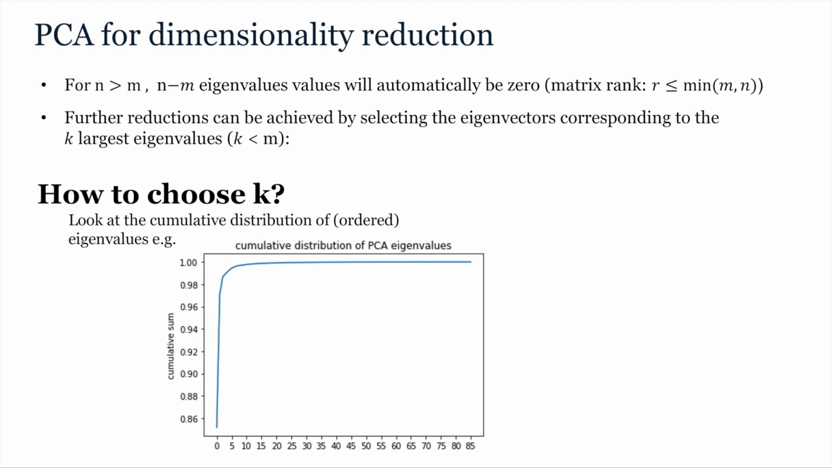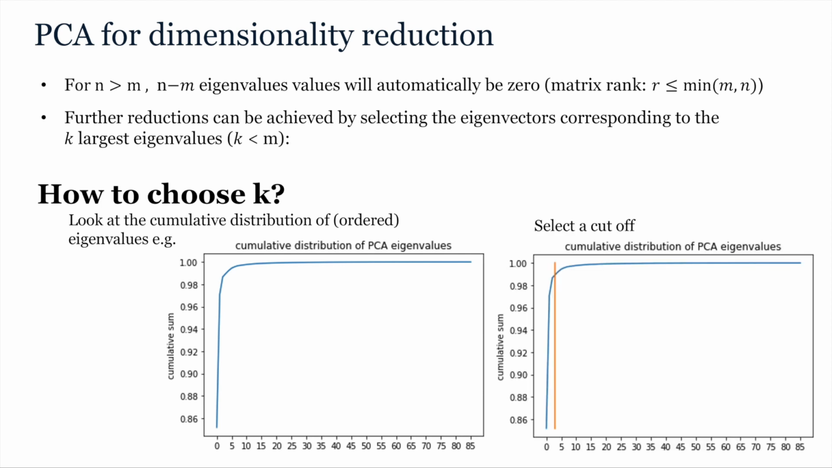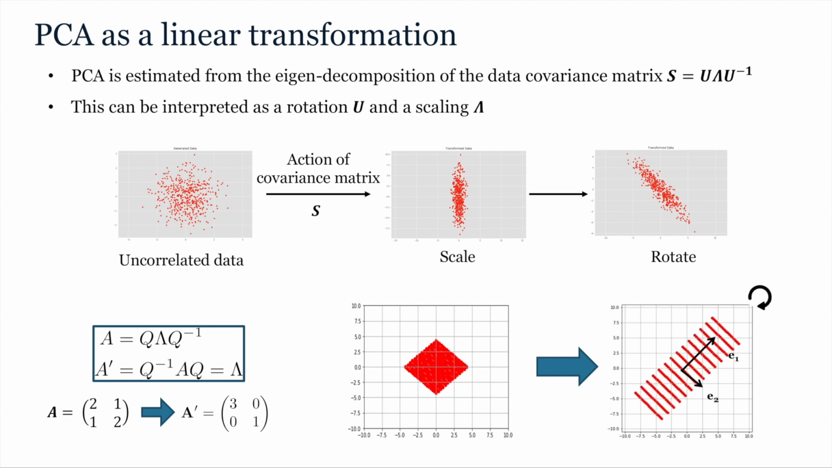To choose how many and which eigenvector eigenvalue pairs you want to keep, what I recommend you do is look at the cumulative distribution of the eigenvalues and then select a cutoff at the point where the curve flattens off, or, for example, by selecting all components which sum to a specific proportion of the data variance, for example, 90%. And very finally, linking PCA back to the concept of linear transformations or rotations, this slide shows that the operation of the covariance matrix S on uncorrelated Gaussian noise is to scale and rotate that data into a new coordinate basis, similarly to the example seen in the last video.